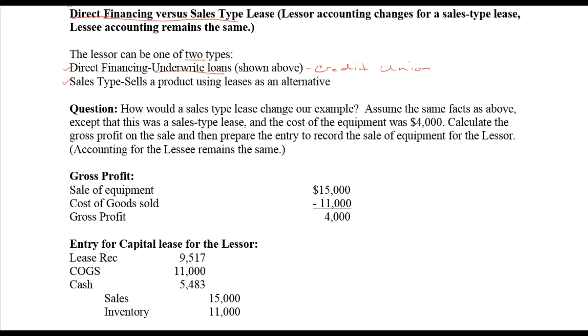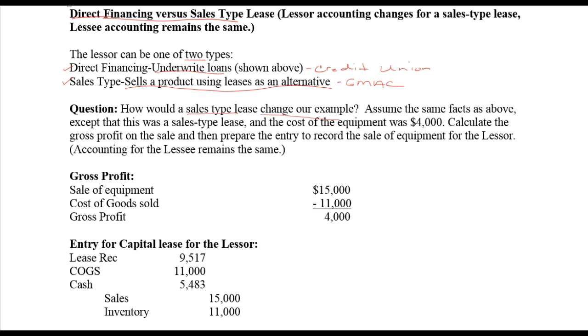In a sales type lease, that's when a lessor actually sells you a product and is just using the lease as an alternative source of financing. An example you could probably relate to is when you go to a dealership and you lease a car directly from them. There's no one else involved. They carry the paper for you, and they're simply offering another way to sell a car to you. They'll sell it to you for cash, they'll sell it to you on a notes payable, and they'll lease it to you, making another option available to you. Well, I would like to show you how a sales type lease changes our example.